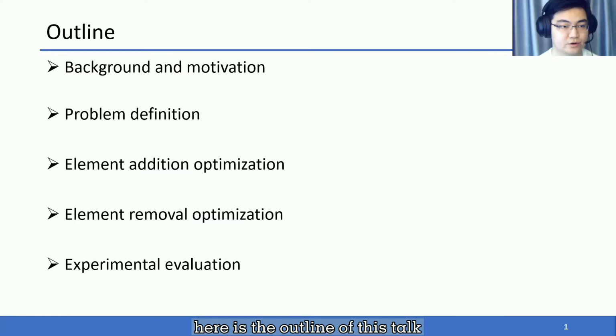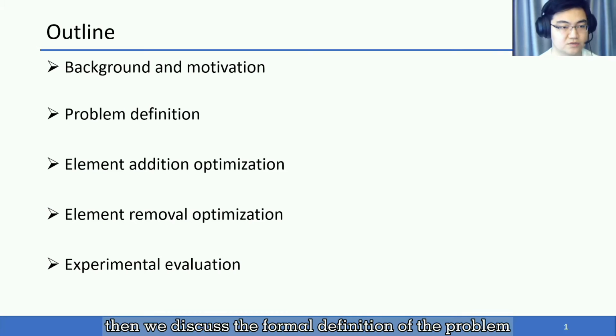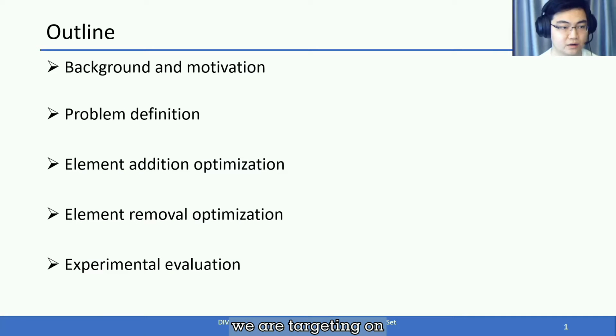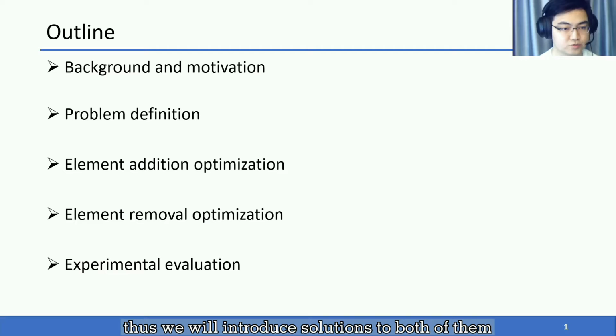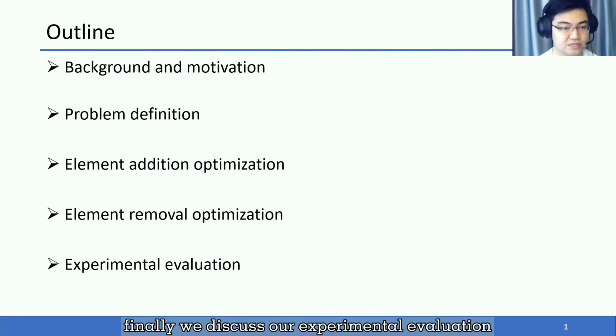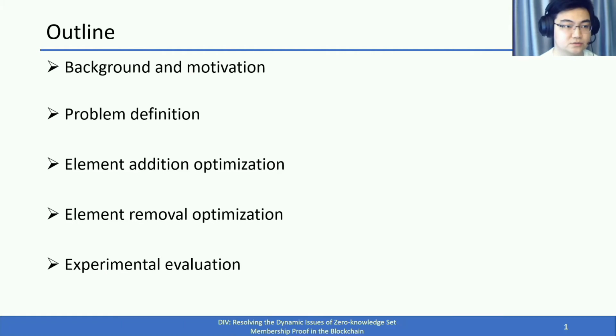Here is the outline of this talk. We first introduce the background and motivation of this work. Then we discuss the formal definition of the problem we are targeting on. Specifically, we have two optimization problems for both the set elements addition and removal. Thus, we will introduce solutions to both of them. Finally, we discuss our experimental evaluation.